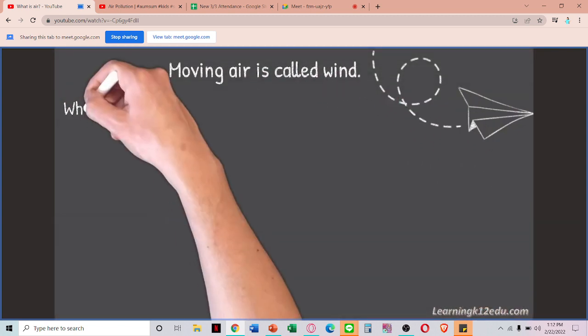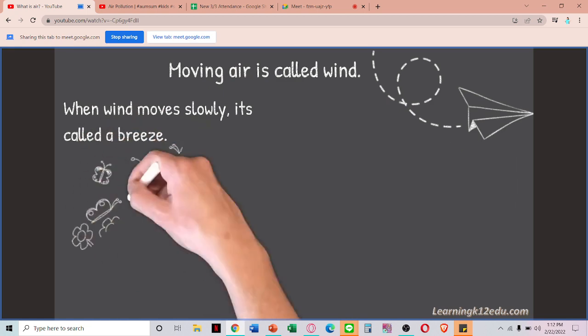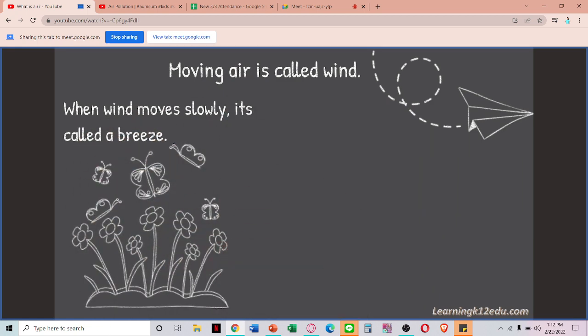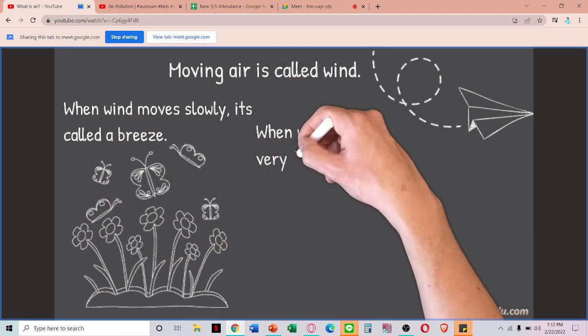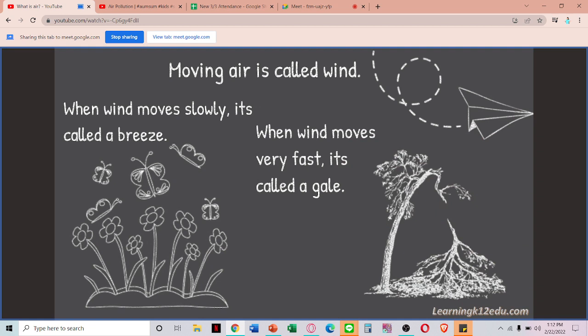Moving air is called wind. When the wind moves slowly, it's called a breeze. When wind moves very fast, it's called a gale. A gale or a storm is very destructive.